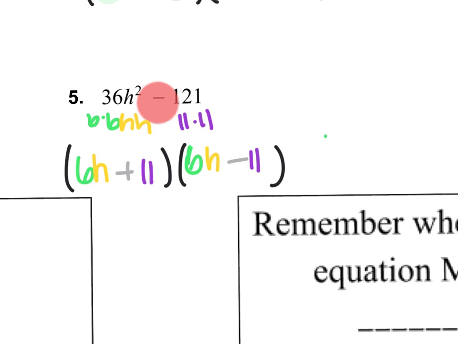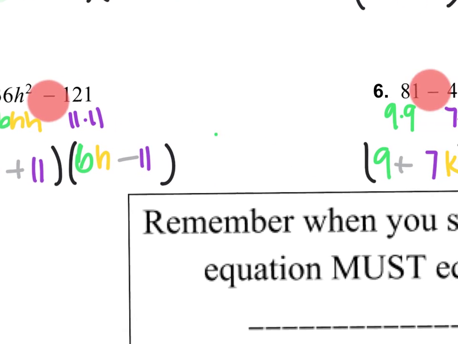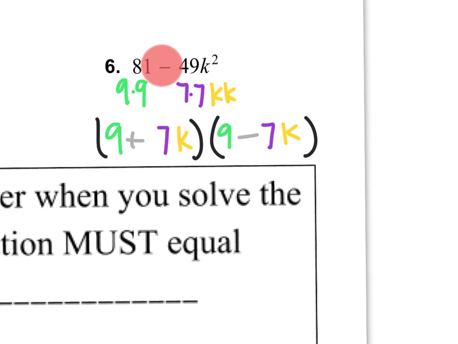The factorization for 5, which was originally 36h squared minus 121, becomes 6h plus 11 times 6h minus 11. So I've already done my squares right there. I figured out what the square roots were, and that's where the factorization comes from. And the answer to number 6, which was 81 minus 49k squared, is going to be 9 plus 7k times 9 minus 7k.